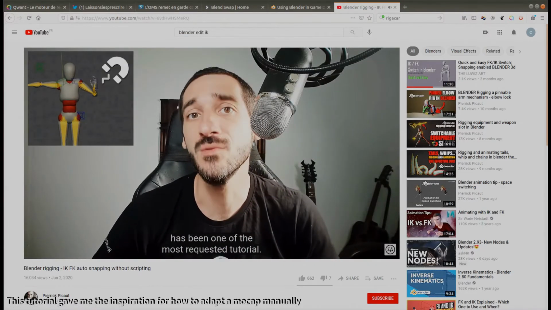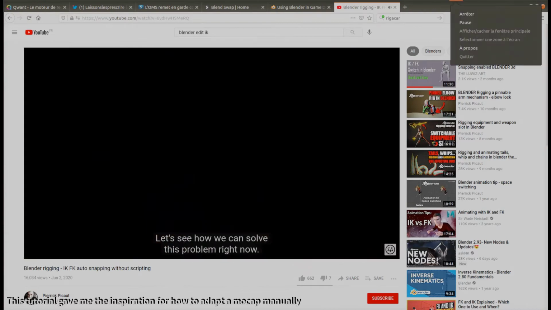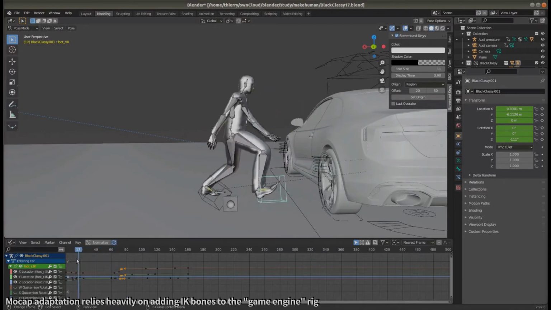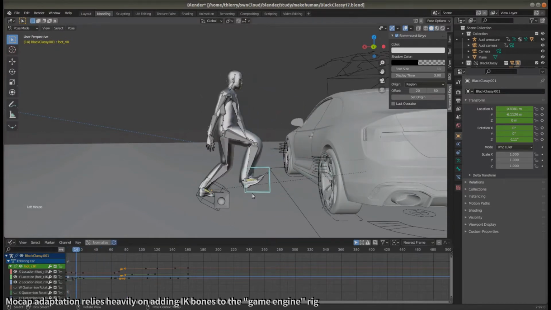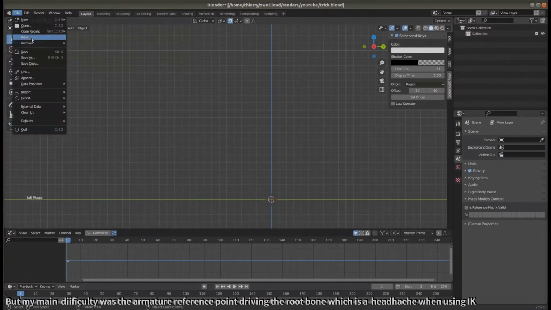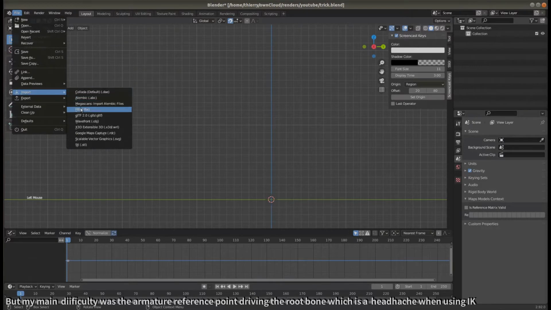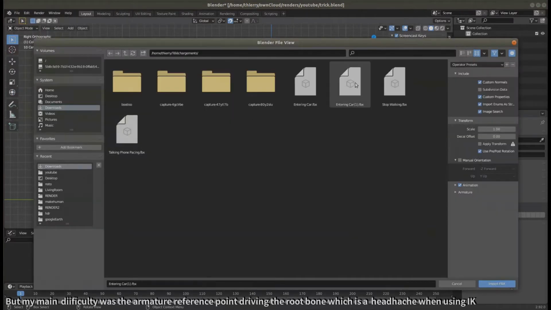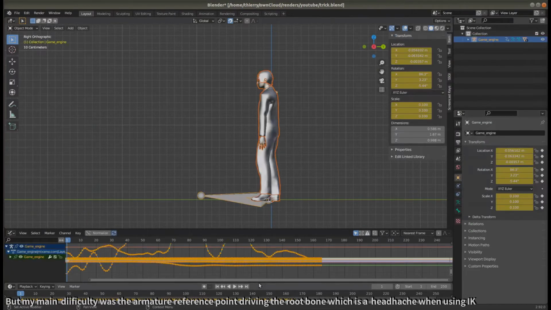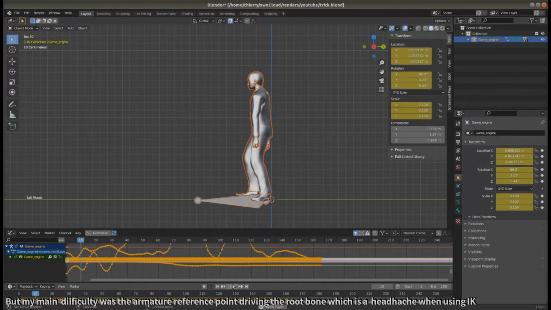This tutorial gave me the inspiration for how to adapt a mocap manually. Mocap adaptation relies heavily on adding IK bones to the game engine rig. But my main difficulty was the armature reference point driving the root bone, which is a headache when using IK.